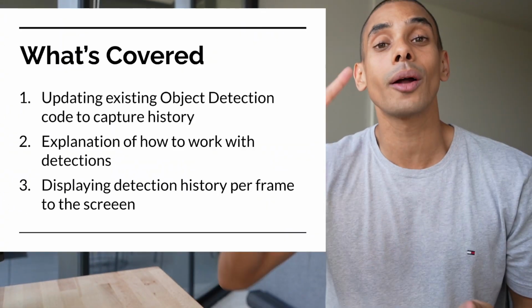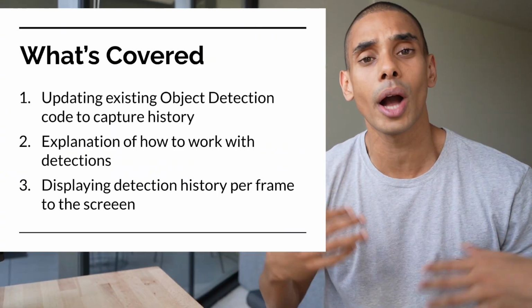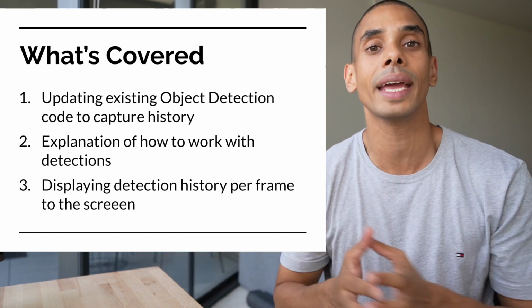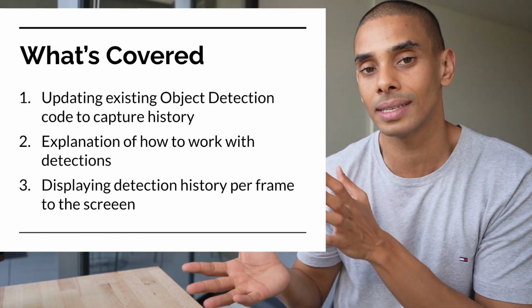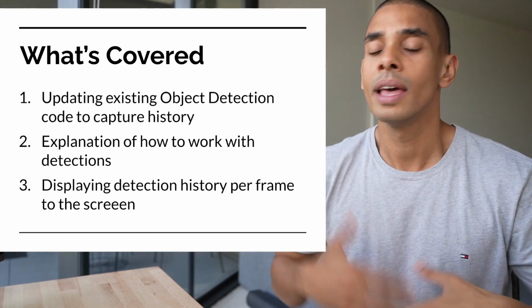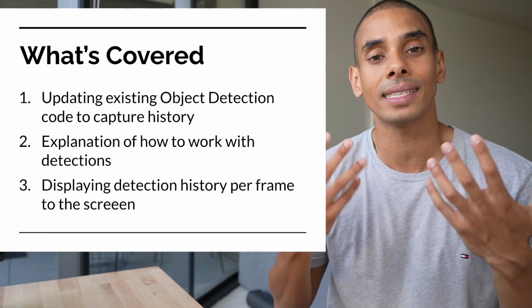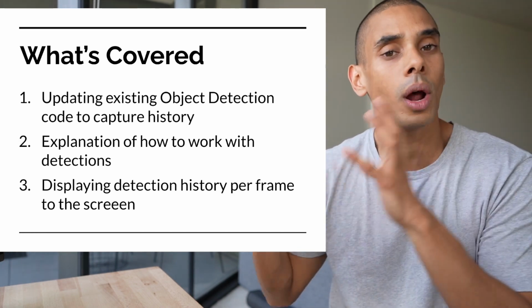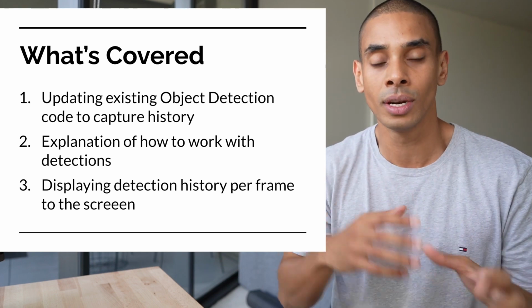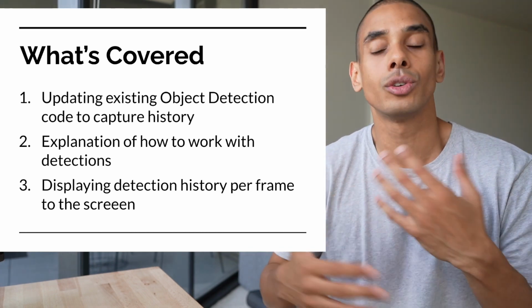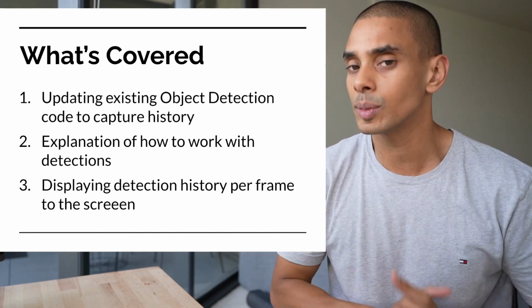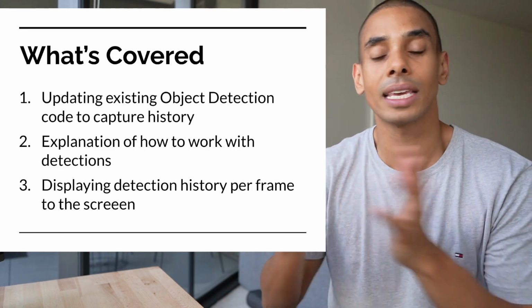So in this video we're going to be covering three key things. First up, we're going to take a look at what changes we need to make to our existing real-time object detection code to capture our history. Then I'll give you a little bit of an explanation as to how the detections actually work and what you're actually getting out of each detection. In order to actually get it out, you need to do a little bit of transformation. And then last but not least, we're actually going to be displaying our history to the screen.